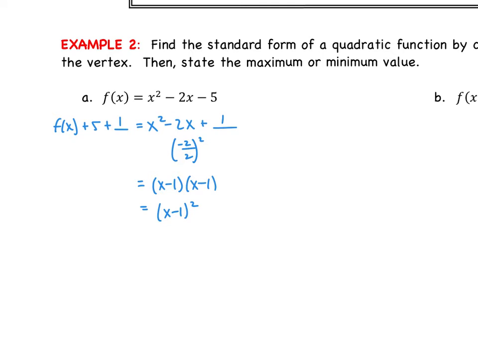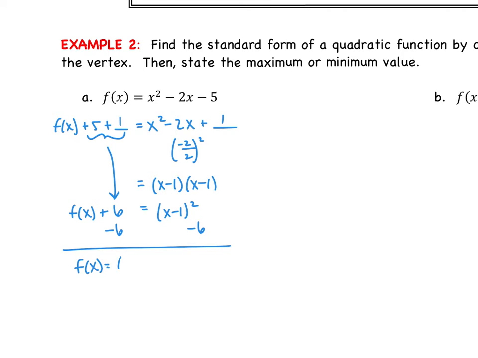Okay, and then on the left side, I end up with f of x add 6. And that's because 5 add 1 gives me that 6. So I'm not quite done yet. I have one more step. I want f of x alone. I don't want the 6 there. So I have to move the 6 back to the other side.